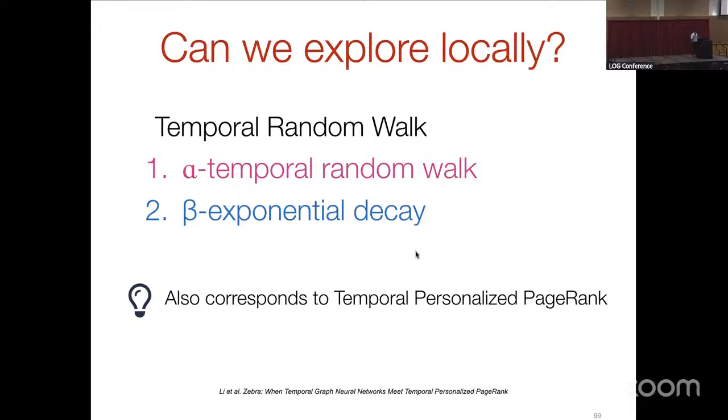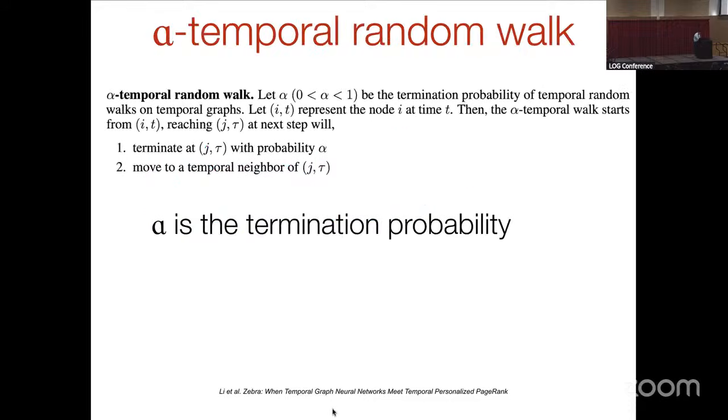And the last one, which is nicer in the mathematical sense, is that you can also try some ideas like doing a temporal random walk. So here you will do your standard random walk where you have a termination probability, the alpha that you keep going or stop going. And then you also have an exponential decay over time. And this actually corresponds to temporal personalized PageRank, and you can find more in the paper here. But the main idea is that you have a random walk with a termination probability.